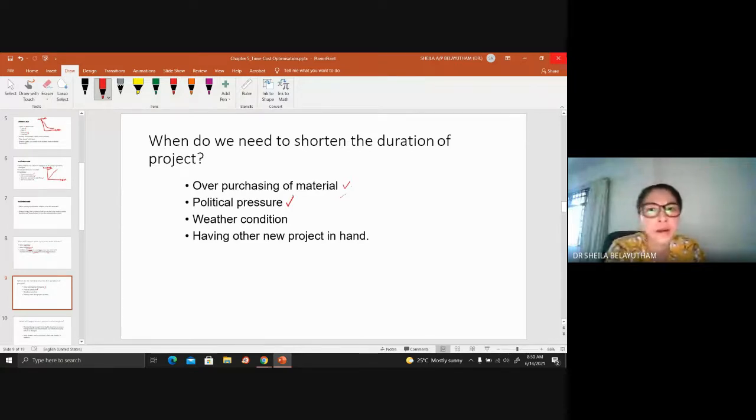Okay, other than that, why else do we need to shorten the project duration? It can be because of weather condition. For us particularly, if we are trying to proceed with our construction before the monsoon season, for us.